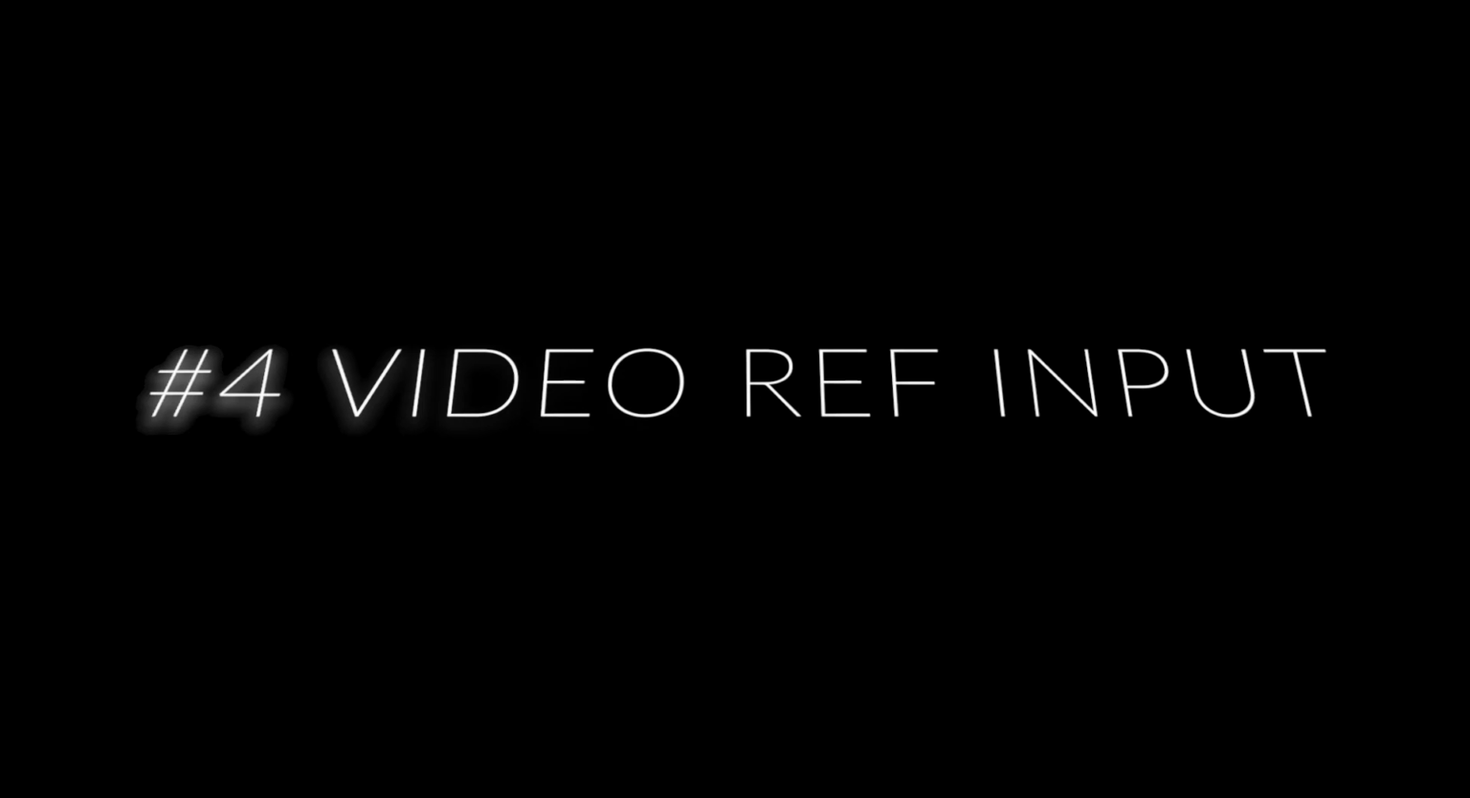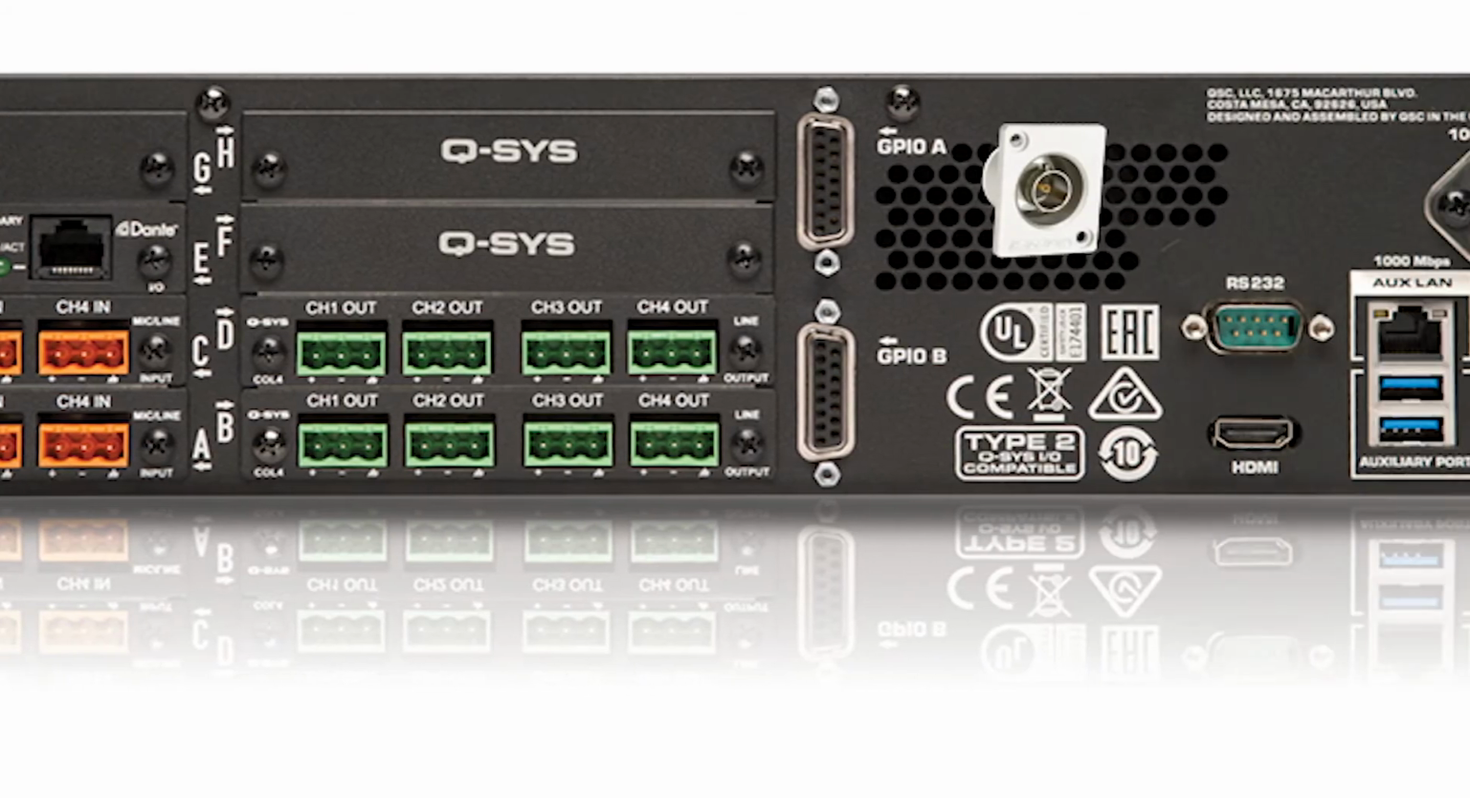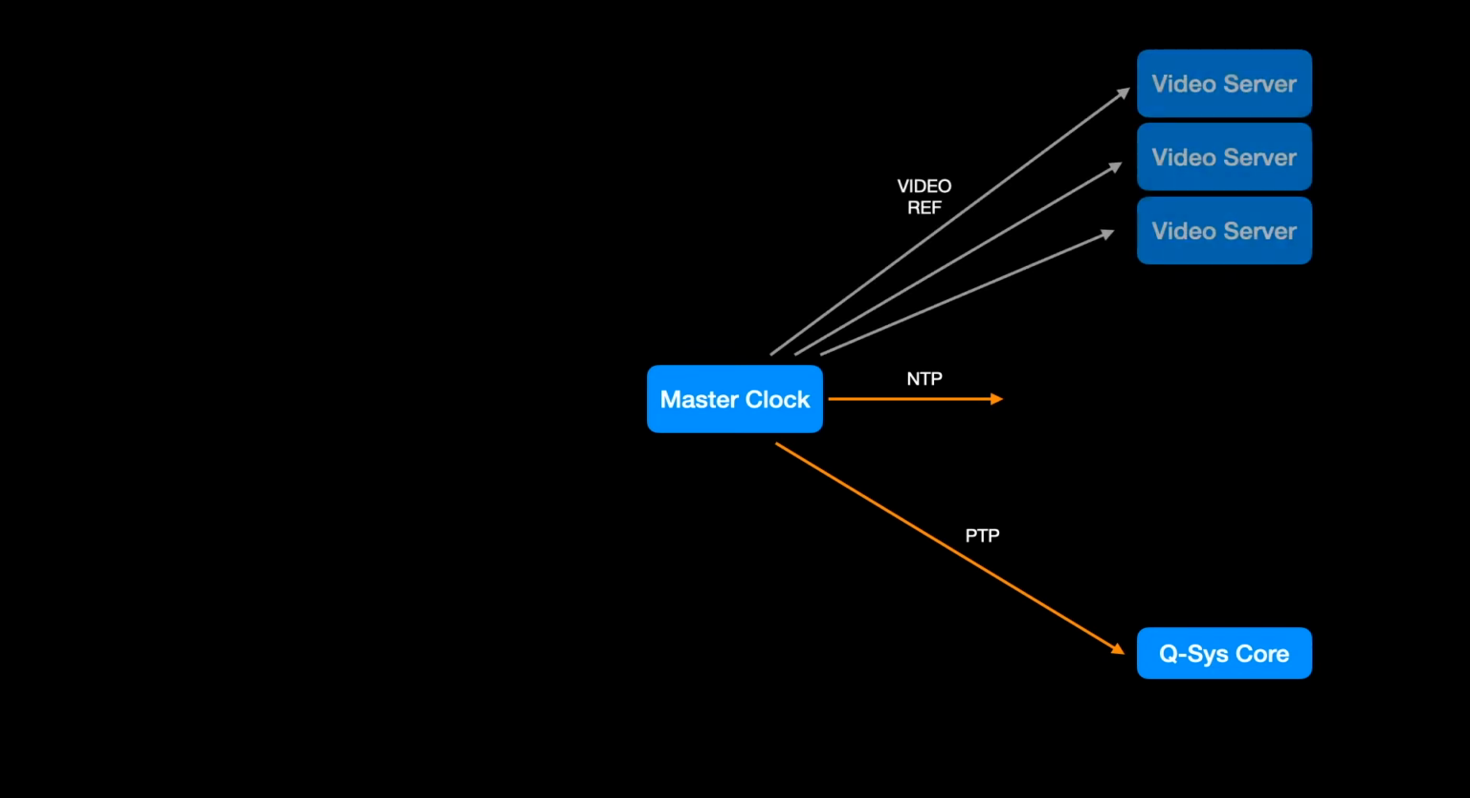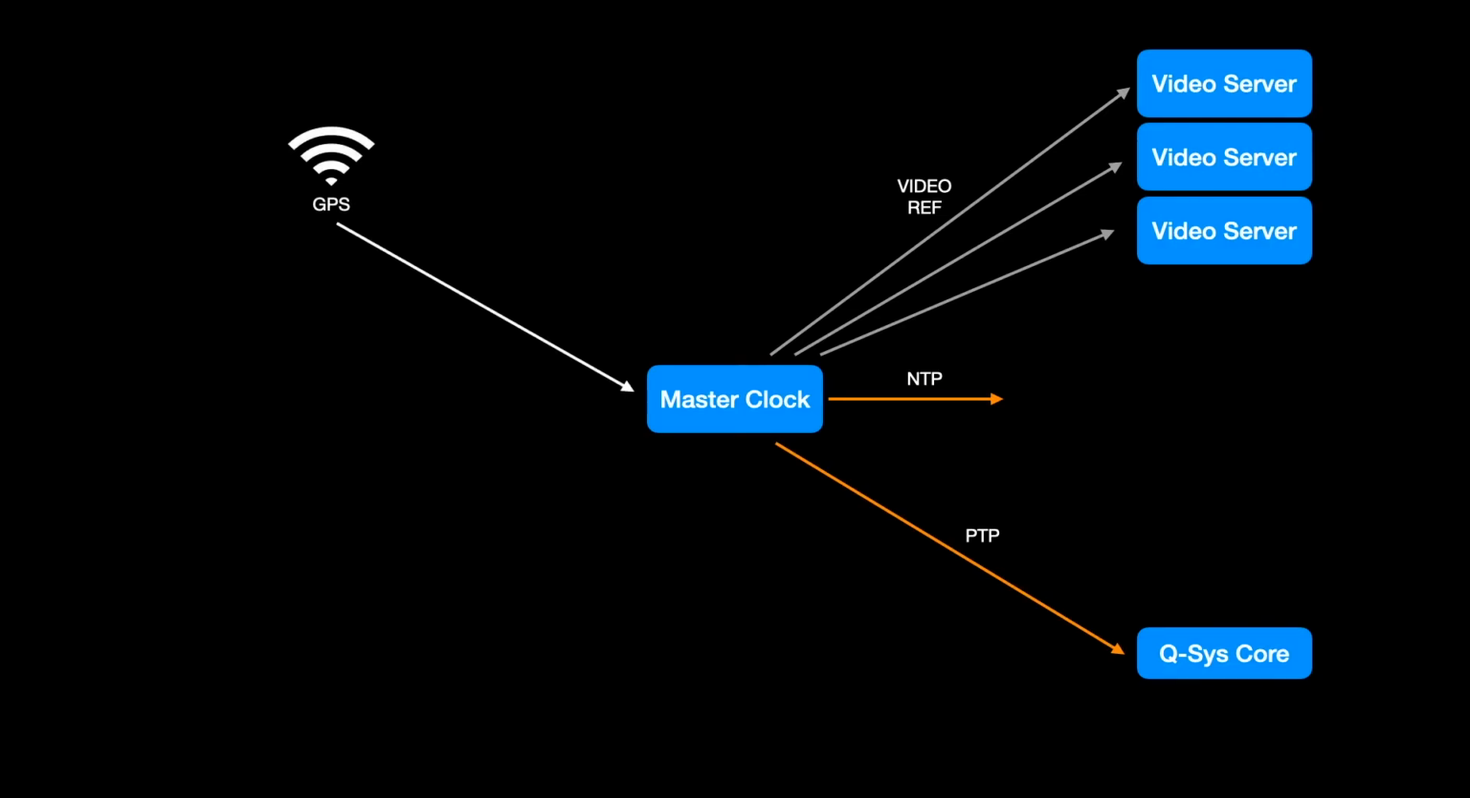Number 4. There's a hidden video reference input. No, there's not a BNC connector hidden on the back panel or inside. It's called PTP, but it requires an external master clock that's providing video reference to your video playback devices. Many manufacturers out there have fantastic clocks, but the best ones usually use GPS as their reference, and then provide PTP, NTP, and multiple flavors of video reference out.